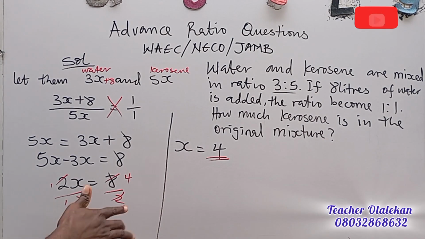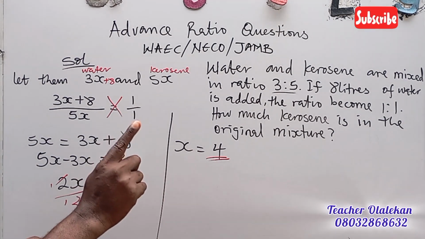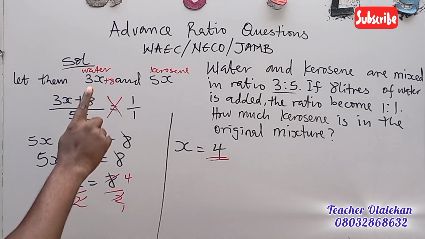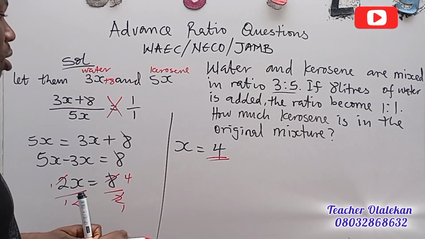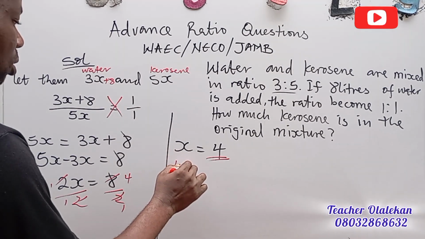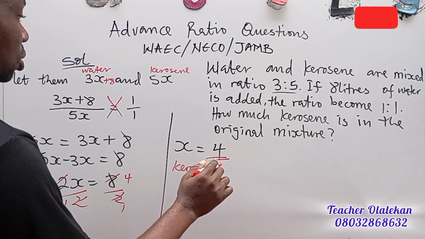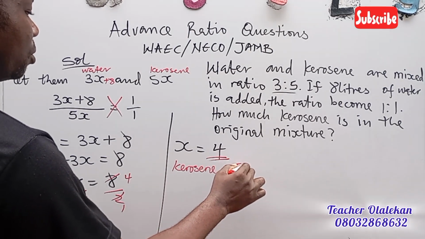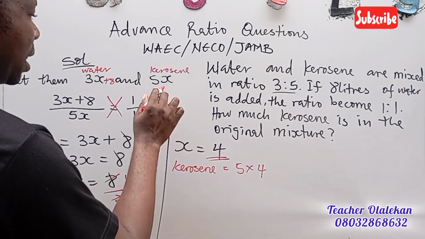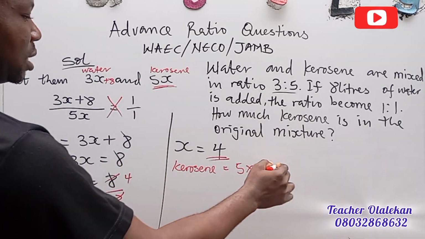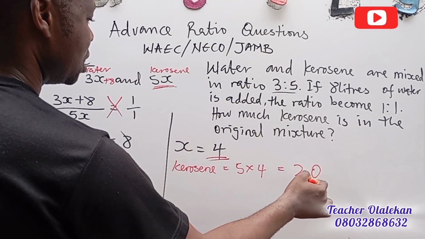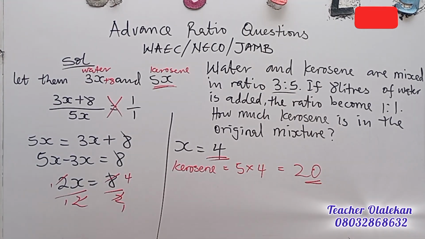Now let's check if what we have gotten is correct or wrong. And do not forget that the question says, how much kerosene is in the mixture. The kerosene in the mixture will be 5 multiplied by 4. Because our x is 4, that means 20 liters of kerosene is in the mixture.